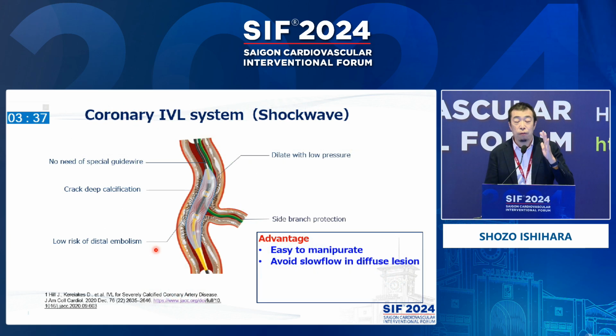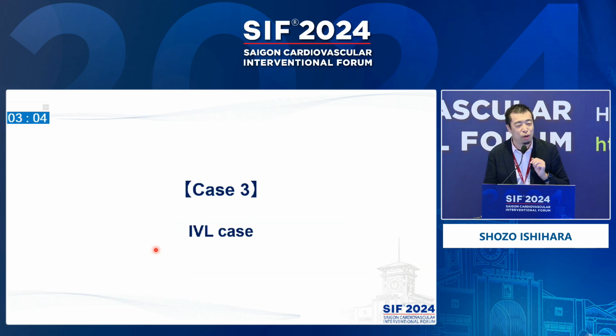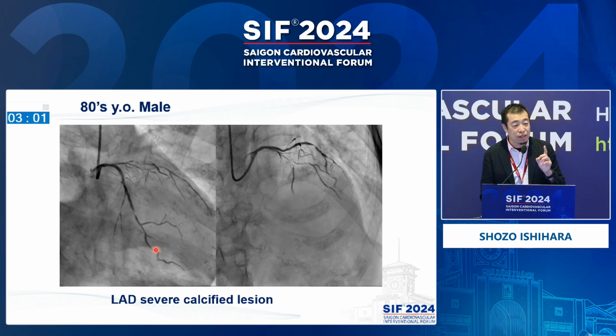So IVL is of course very useful. Even in Vietnam, it is still available. And of course the IVL is very easy to manipulate. Even a young doctor can do it easily. And also a very big advantage is that it avoids slow flow in diffuse, long diffuse lesions. Sometimes we do the rotablator, and at that time we face slow flow. But the disadvantages are poor deliverability and also very expensive. And also availability in some countries is a problem. I will show one case of IVL.